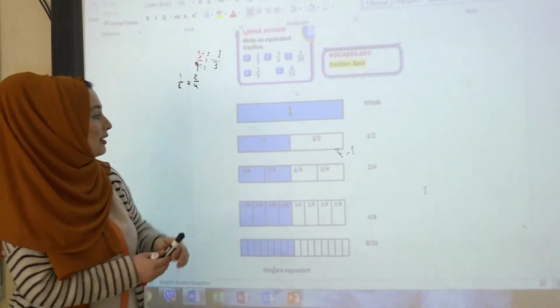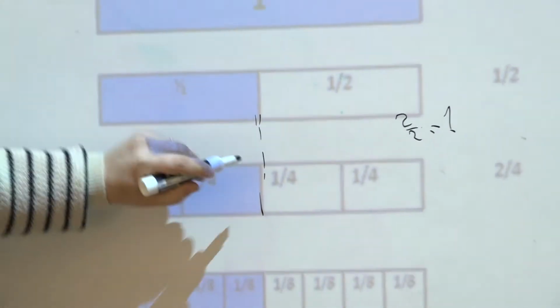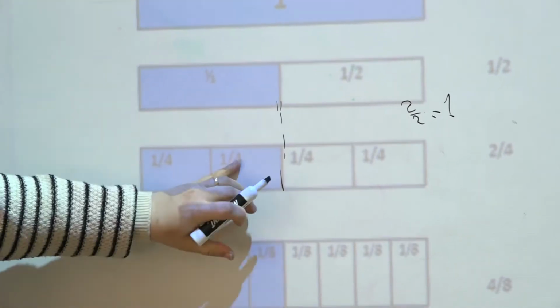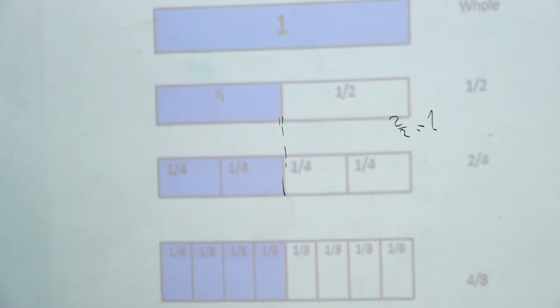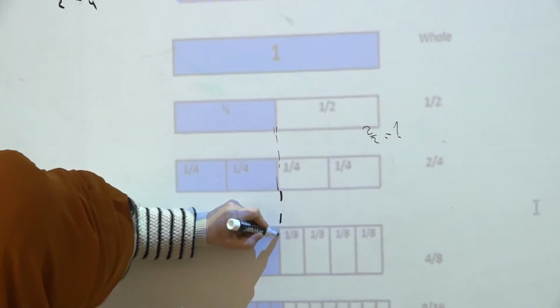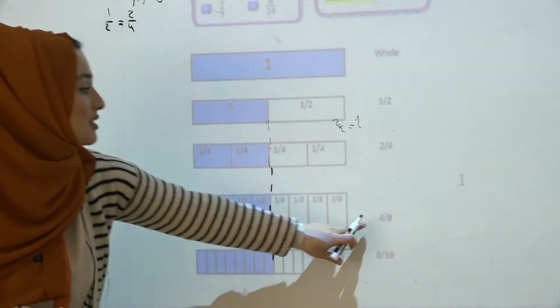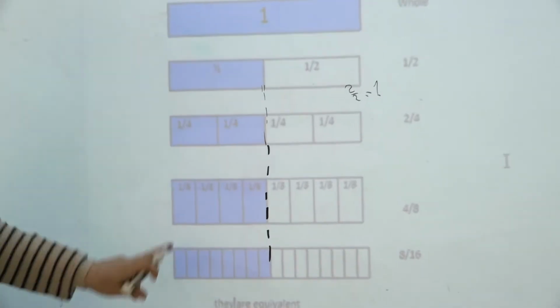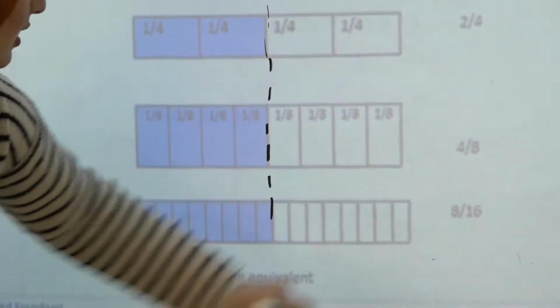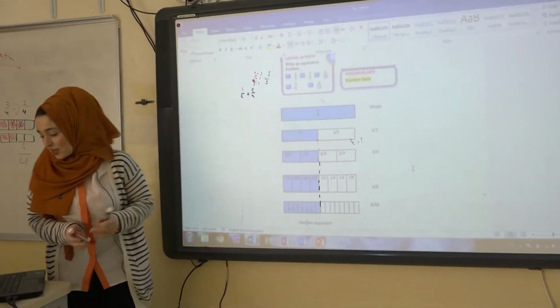For example, look, we line it up. We have this line, so this one equals how many? They are the same. 1/4 and 1/4 equal 1/2, because they line up at the same place. When lined up, this one goes until the end, so 2/4 equals 4/8. Look, we have lined it up and divided into 4 parts. Now this one is the same as 8/16. So they are all equivalent. These are called equivalent fractions.